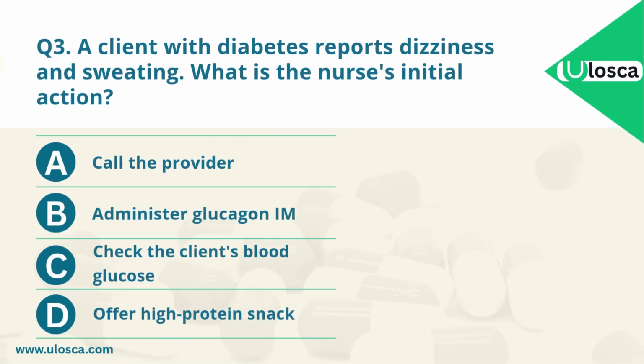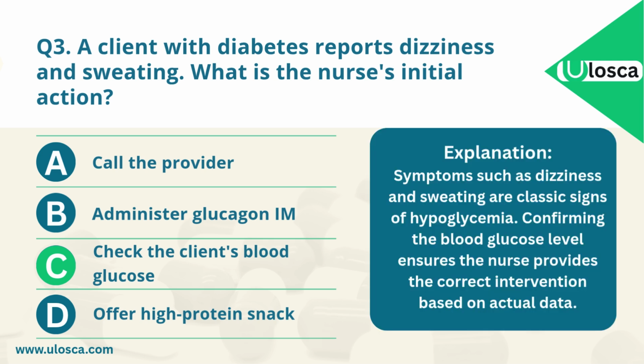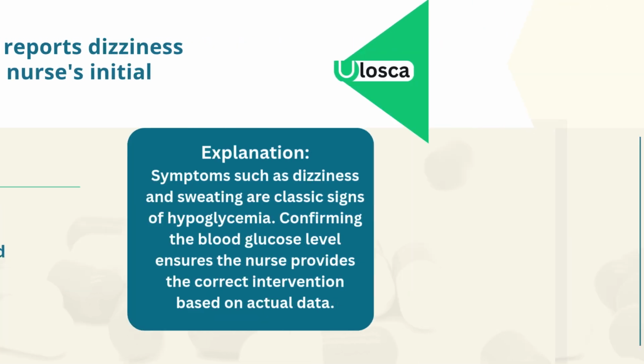The correct answer is C. Check the client's blood glucose. Explanation. Symptoms such as dizziness and sweating are classic signs of hypoglycemia. Confirming the blood glucose level ensures the nurse provides the correct intervention based on actual data.